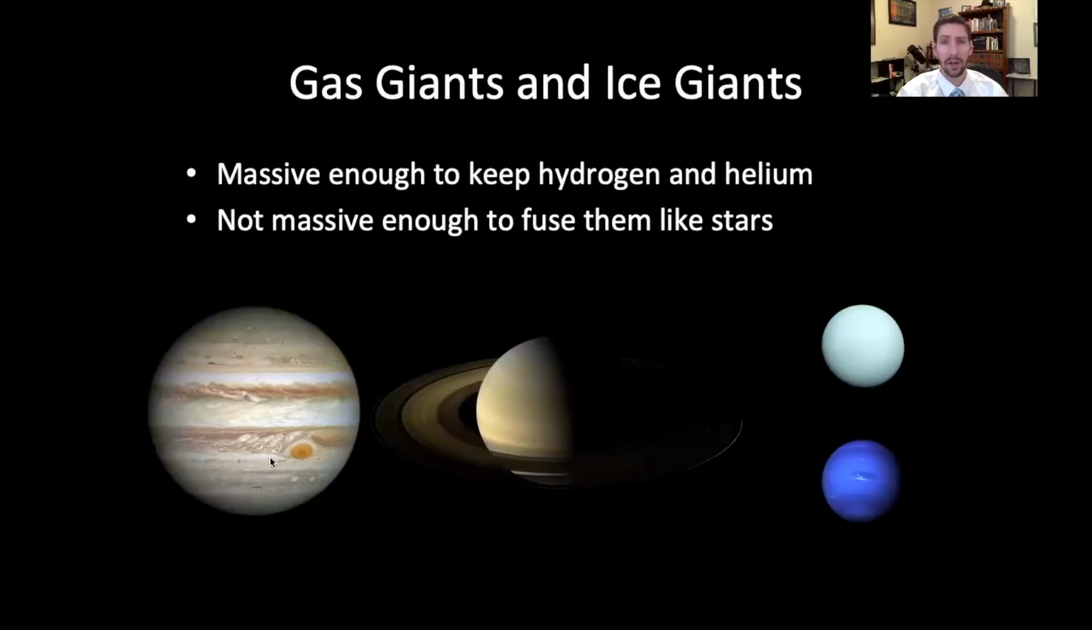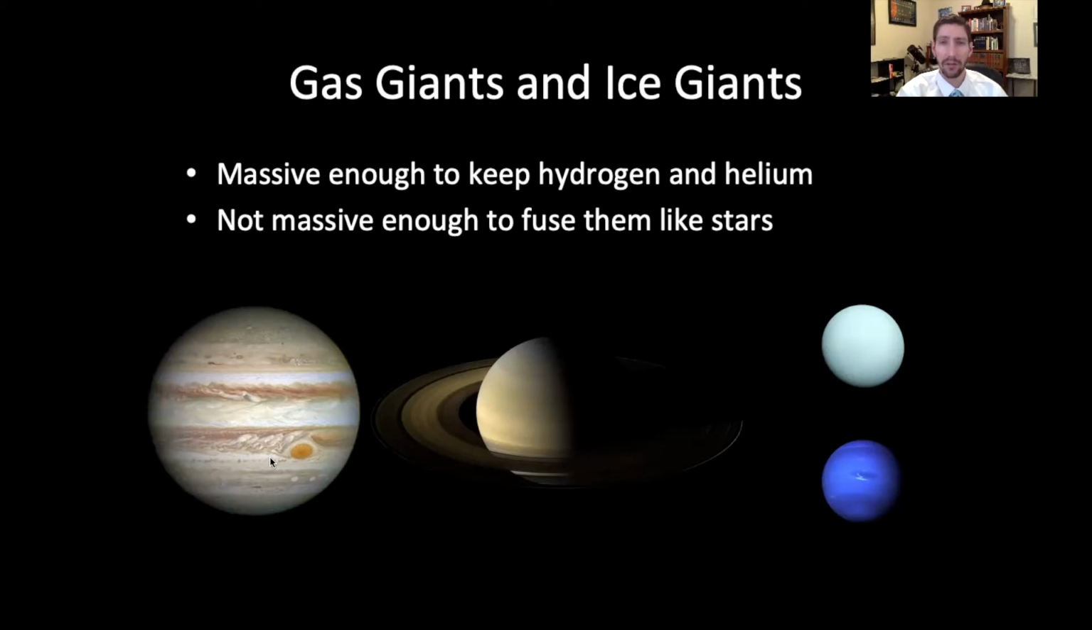But we're not going to talk about the Earth today. We're going to talk about the outer solar system. The planets of the outer solar system are referred to as gas giants and ice giants. Jupiter and Saturn are the gas giants, and Uranus and Neptune are the ice giants.